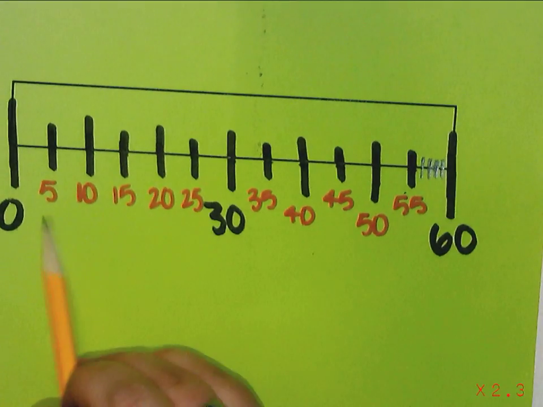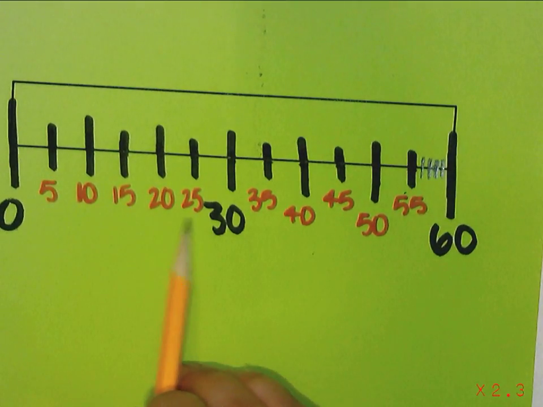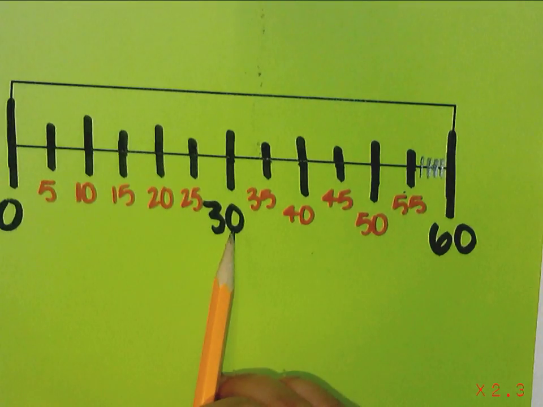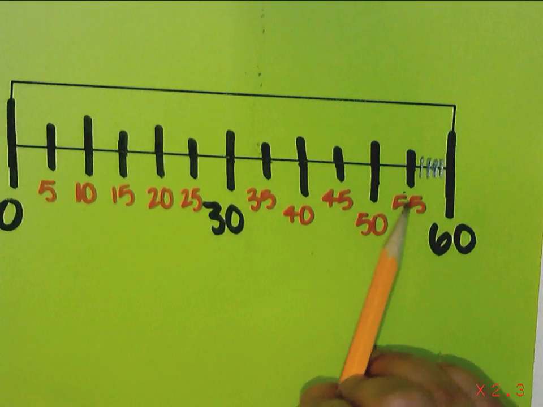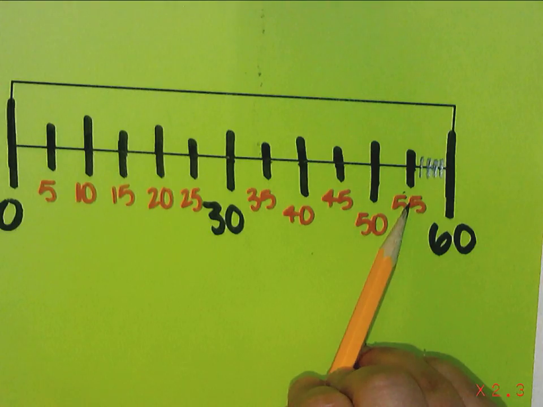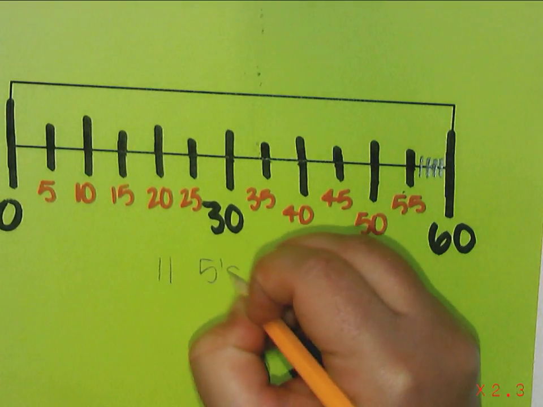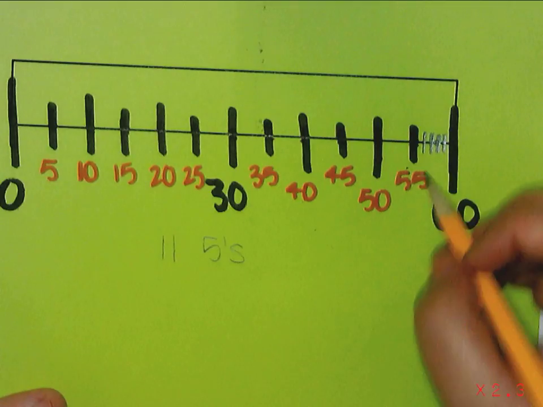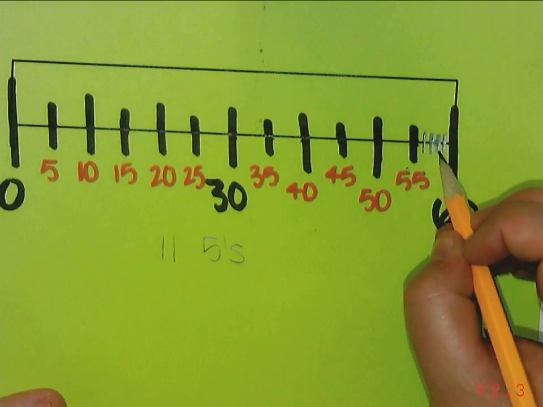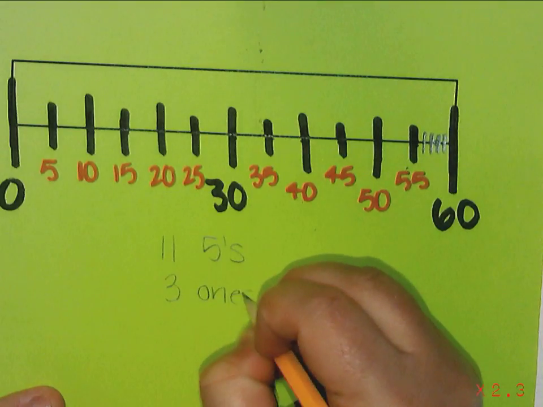Let's double check. 1, 2, 3, 4, 5, 6, 7, 8, 9, 10, 11. So we counted 11 5s. And then how many 1s did I count? I counted 1, 2, 3 1s. Okay.